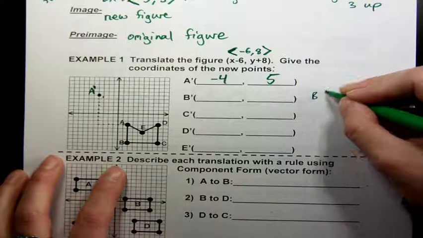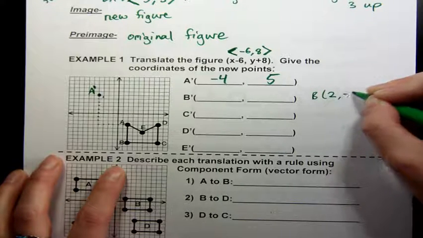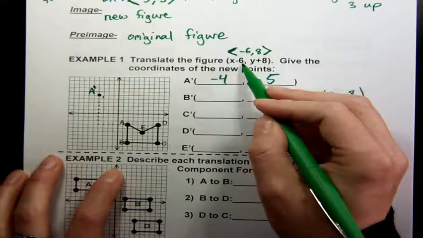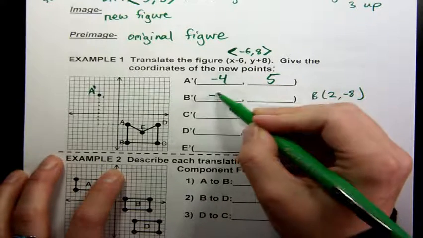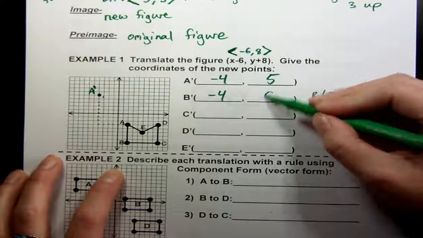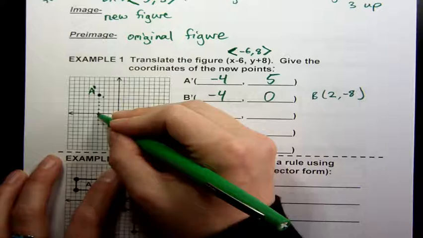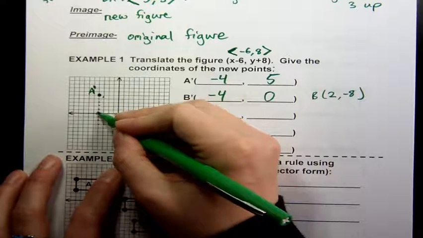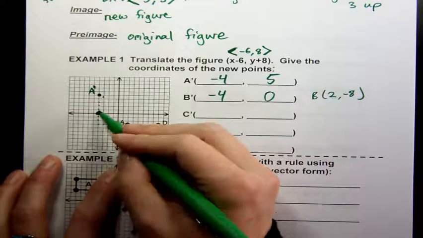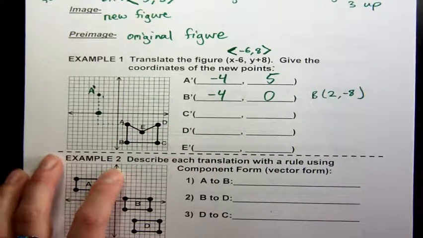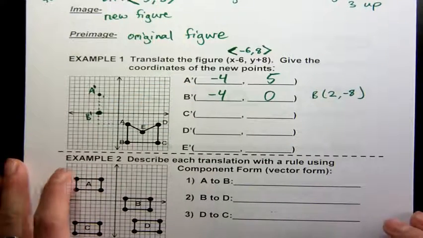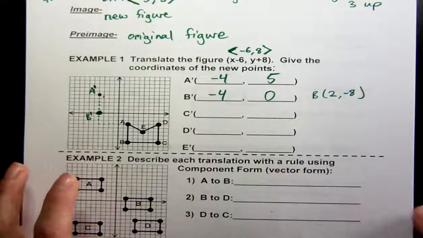2 to negative 8. And then I can just do the math of doing 2 minus 6, which is what? And then negative 8 plus 8 is 0. And then if I count it out and graph it, that's going to be the same. It'll come out to negative 4 and 0 if I just counted the negative 6 and the plus 8. That's going to be B prime. Which way do you guys like better? Graphing first and labeling, or labeling and doing the math?